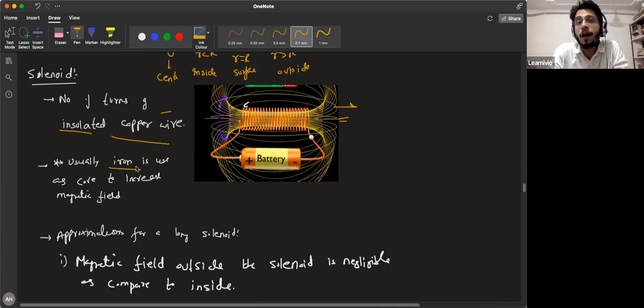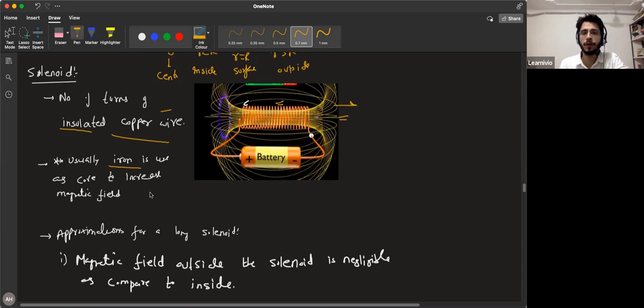The reason is iron is a ferromagnetic material. Permeability of iron is very, very high. So when you use iron, the magnetic field increases. It becomes 1,000 times. Like if you take the same system, you wound this wire over air, let's say you get 1 Tesla of magnetic field. But if you wound the same wire over an iron frame, a soft iron core, the magnetic field becomes 1,000 Tesla. Iron is used as a core to increase the magnetic field.